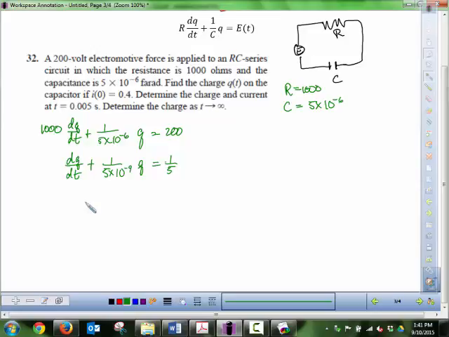You guys working it out? What's 200? Is 200? Yeah, so you multiply by the reciprocal.